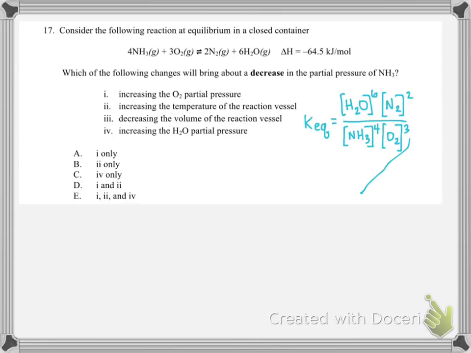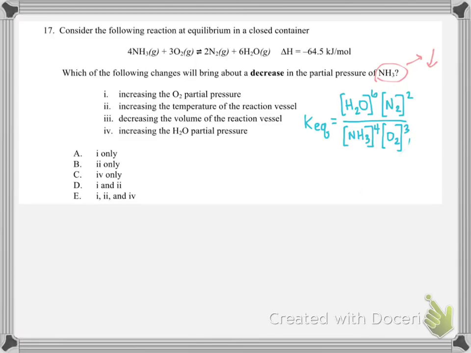Okay, in number 17 we have a Le Chatelier problem, where we have this reaction going on in a container, and we want to decrease the partial pressure of ammonia. So let's remember that. We have an equilibrium problem, so I wrote an equilibrium expression. And we can use that to help us a little bit too.